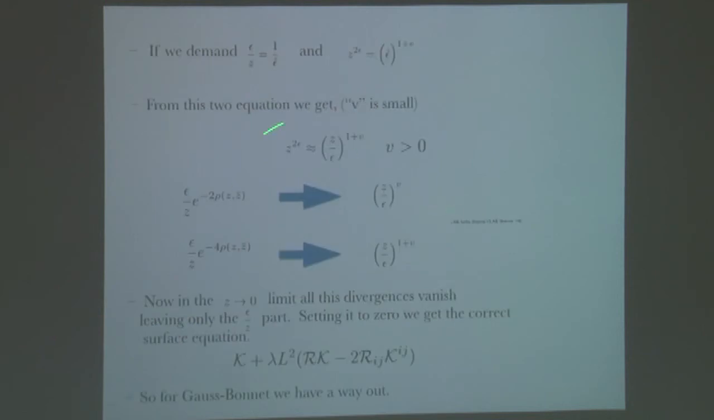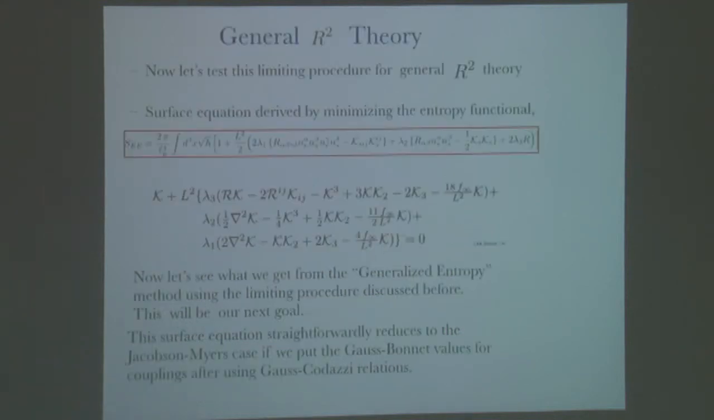So we get z to the power 2 epsilon by z, which is equivalent to (z by epsilon) whole to the power 1 plus v, and v is greater than 0. So it becomes easy to see here that if you take the z equal to epsilon limit first, this will just go away. All this subleading divergence will go away if you engineer this limit in this way, but only this term will survive, and setting that part to zero will give you exactly the required surface equation. So Gauss-Bonnet, there is a way out.